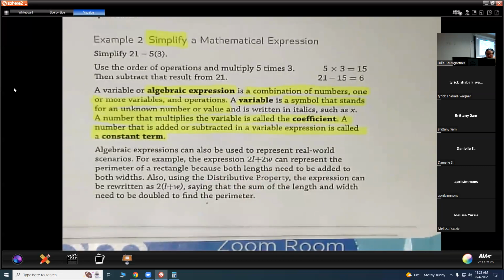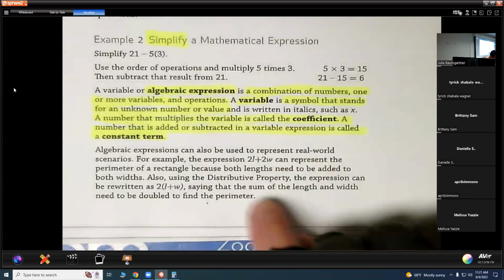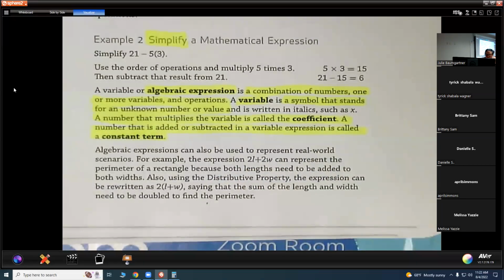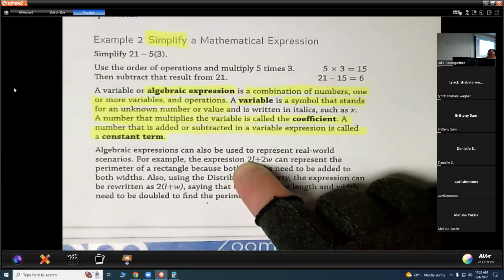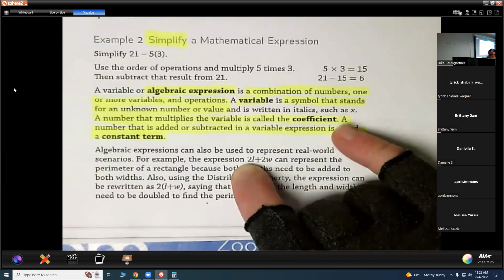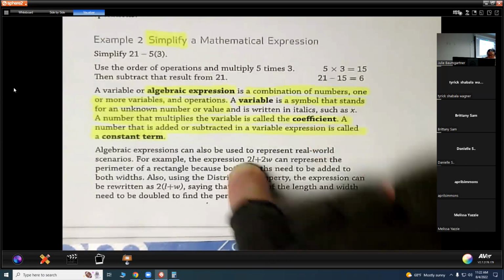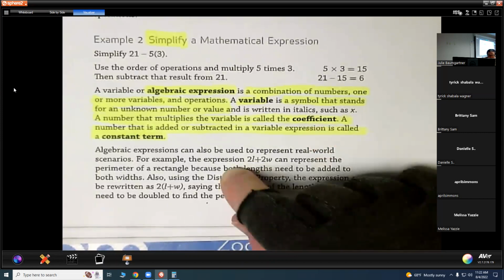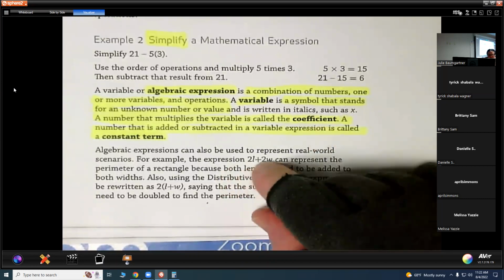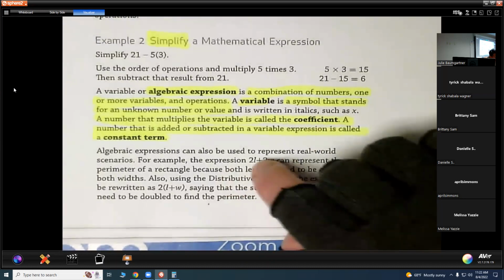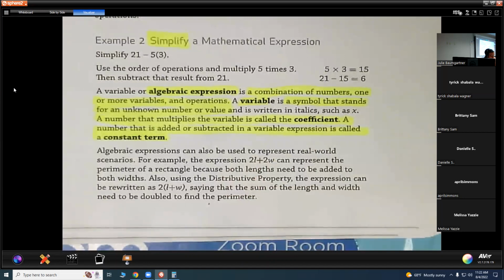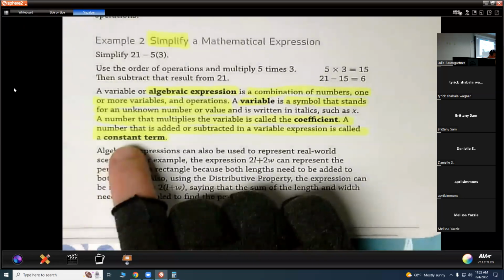And what would we call this two? This two that's being multiplied to the variable. What fancy word up here would we use to talk about this two? Right? So it's called a coefficient. So this is 2 times L, 2 times W, okay? And of course, because there's variables attached to both of those coefficients, there's no constants.